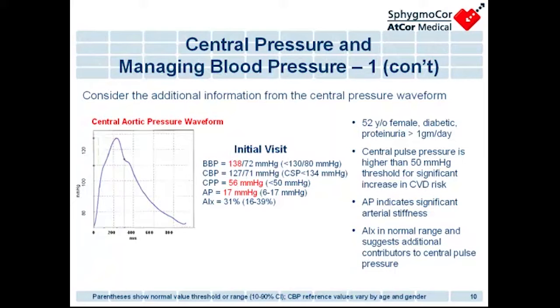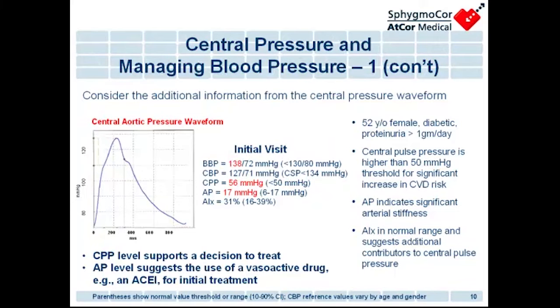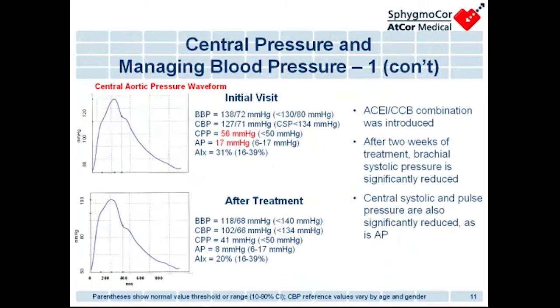So the augmentation pressure suggests that we should be using a vasoactive drug, an ACE inhibitor or a CCB, in order, hopefully, to disproportionately lower the central pulse pressure. And after 2 weeks of treatment, the brachial pressure was significantly reduced. The central systolic and pulse pressure were also significantly reduced, below that magic number of 50.